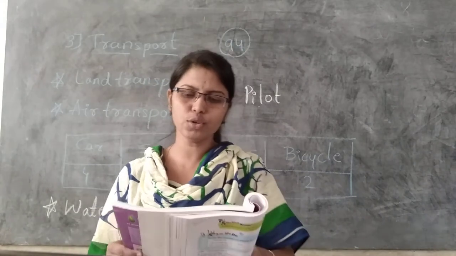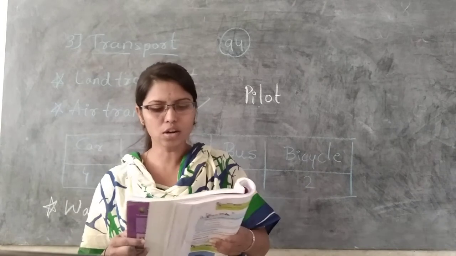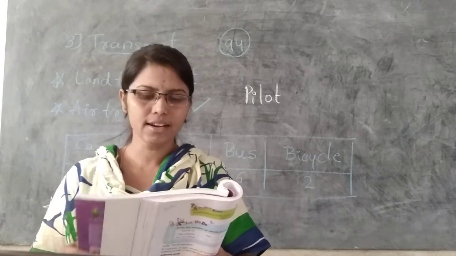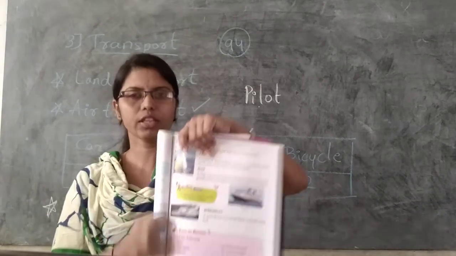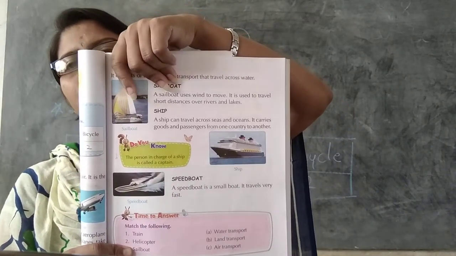Sailboat. A sailboat uses wind to move. It is used to travel short distances over rivers and lakes. See. Here they given the picture of sailboat.